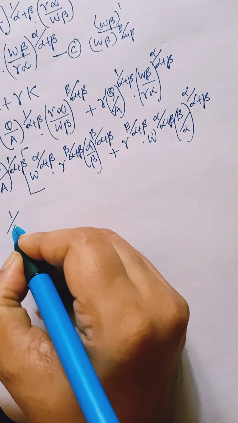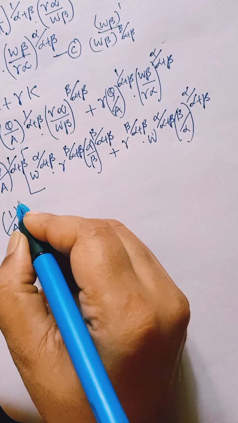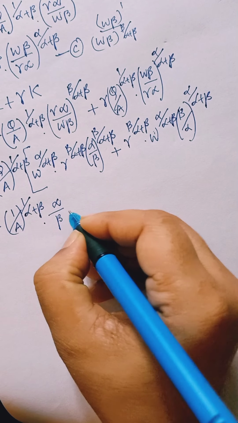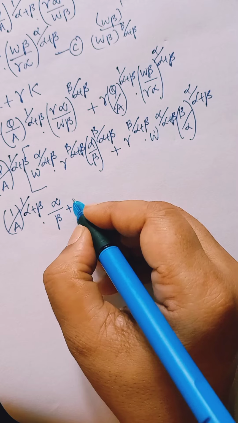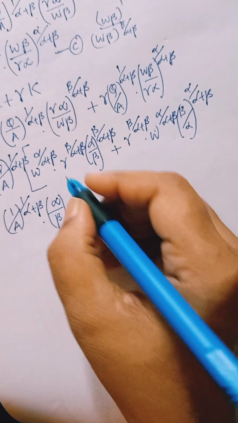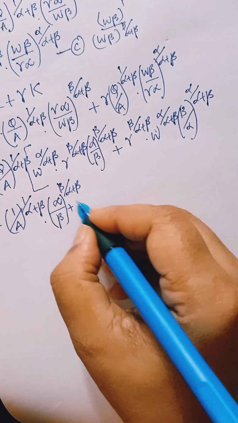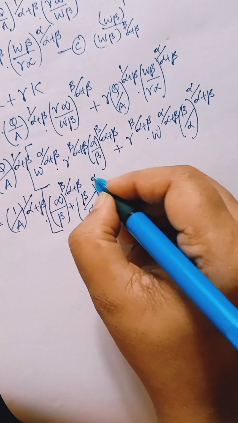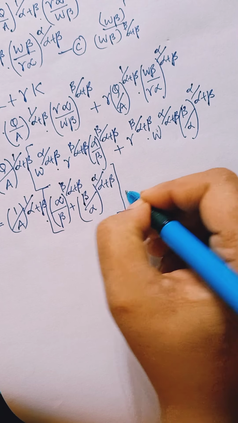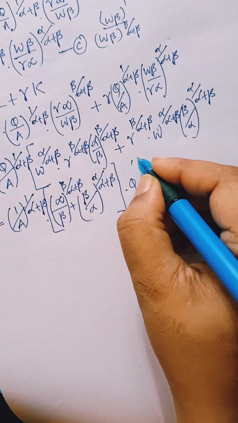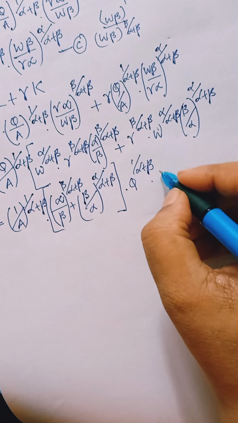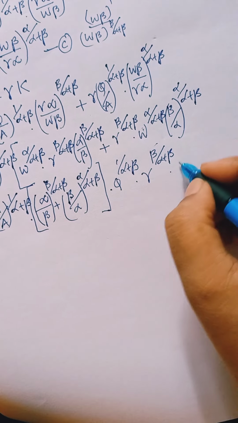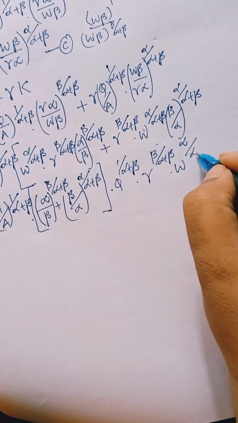That is, 1 by A whole raised to 1 by alpha plus beta, into [(alpha by beta) whole raised to beta by alpha plus beta plus (beta by alpha) whole raised to alpha by alpha plus beta], into Q raised to 1 by alpha plus beta, then R raised to beta by alpha plus beta, then W raised to alpha by alpha plus beta.